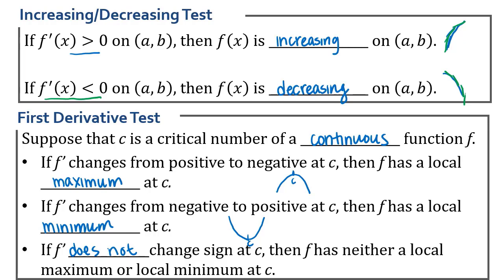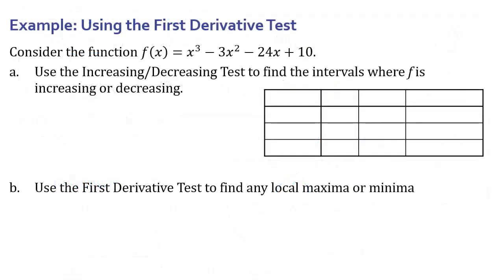So let's actually look at some examples using this. Example, using the first derivative test, consider the function f of x equals x cubed minus 3x squared minus 24x plus 10. Use the increasing-decreasing test to find the intervals where f is increasing or decreasing. Again, with the increasing-decreasing test, where the derivative is positive, the function is increasing, and where the derivative is negative, the function is decreasing.